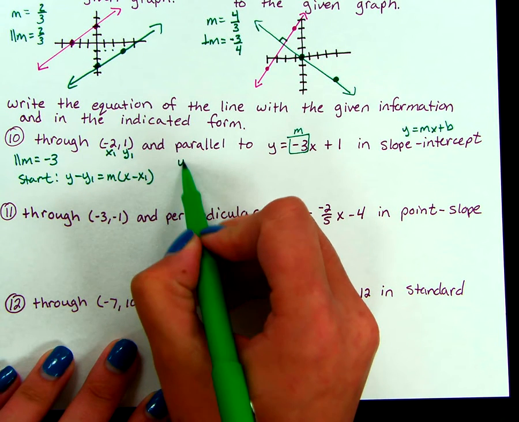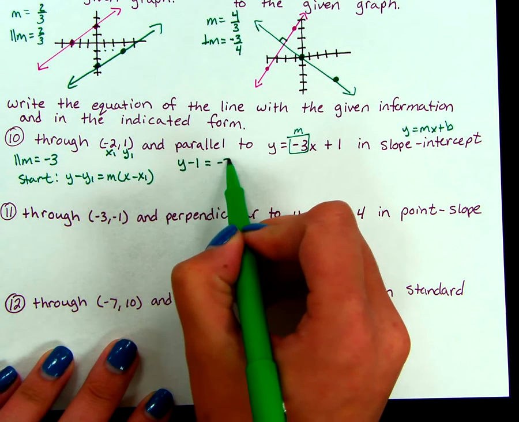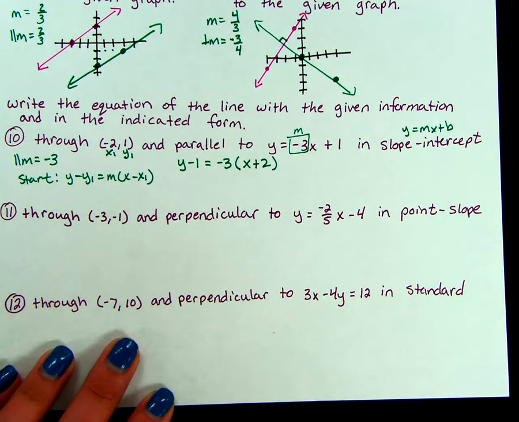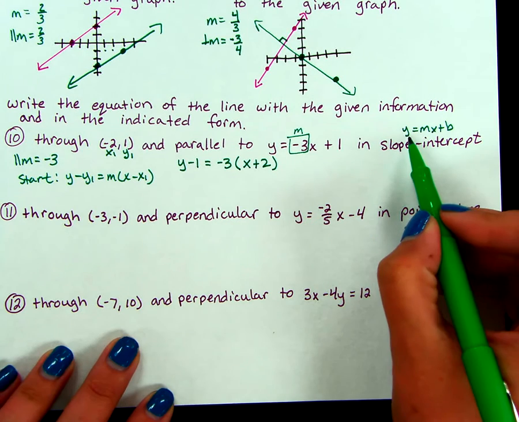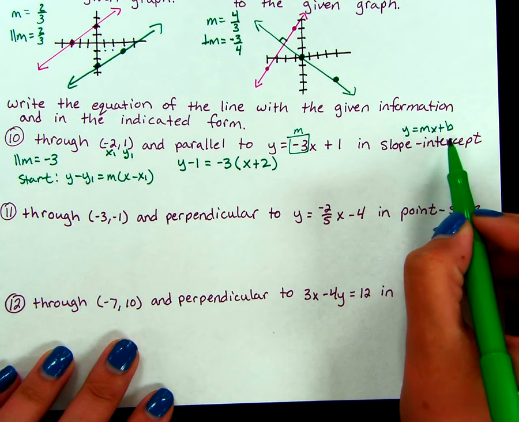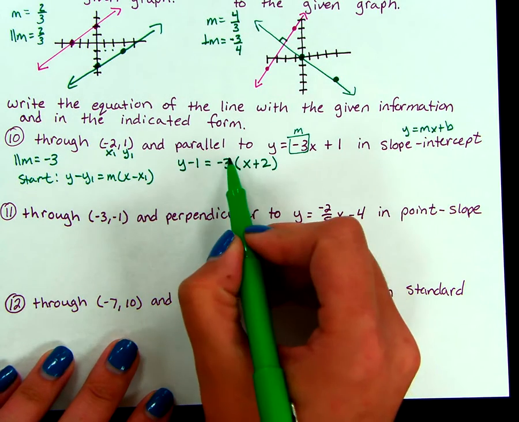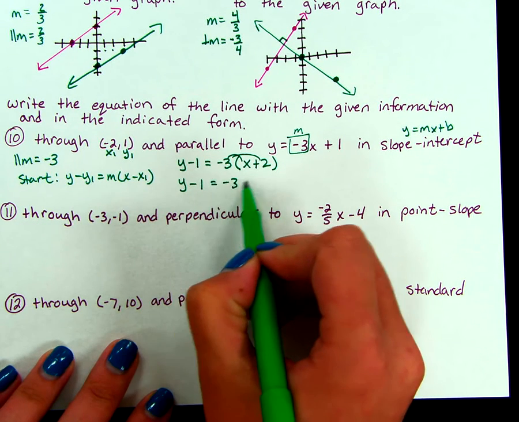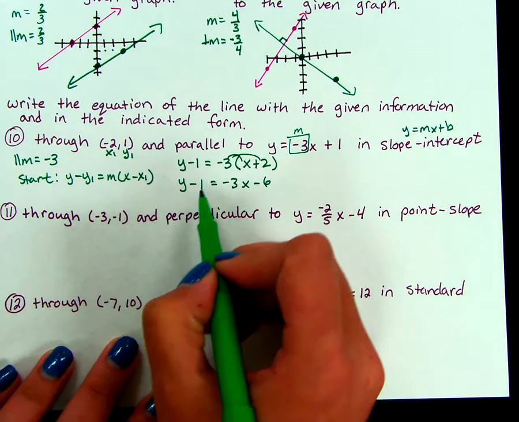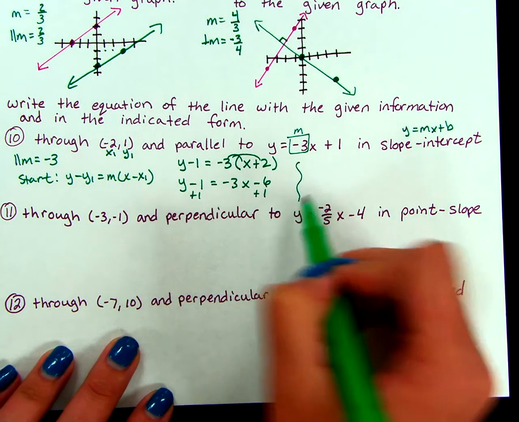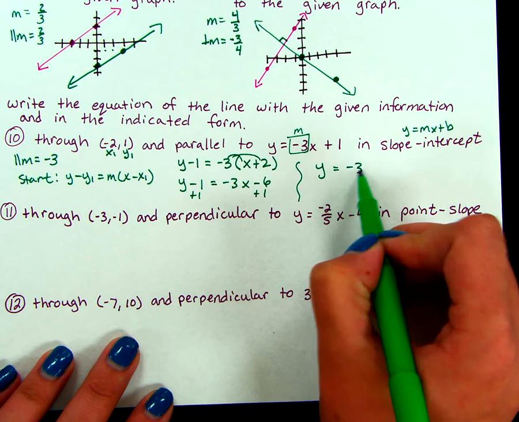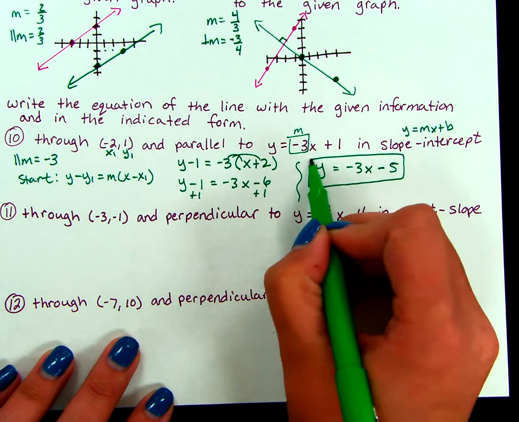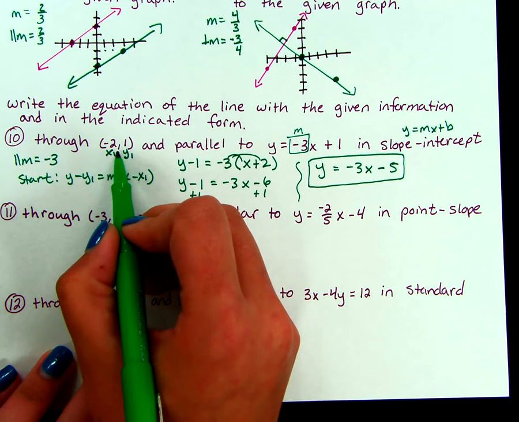So we would have y minus 1 equals negative 3 times a quantity of x minus a negative 2, so it becomes plus 2. And our final answer has to be in y equals mx plus b, so that means I have to solve for y. We're going to start by distributing. So y minus 1 equals negative 3x minus 6. We're going to add 1 to each side. So y equals negative 3x minus 5. This would be our equation that's parallel to the original, and it goes through this point.